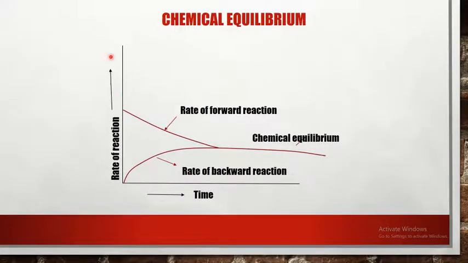This is also a graph of equilibrium. Here the rate of reaction is on the y-axis, and time is on the x-axis. This is the forward reaction rate, and this is the backward reaction rate, and this is the chemical equilibrium state, where both rates become equal.